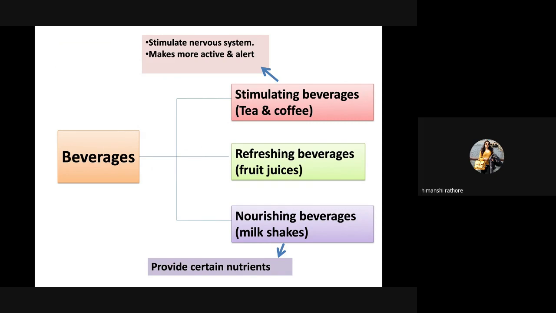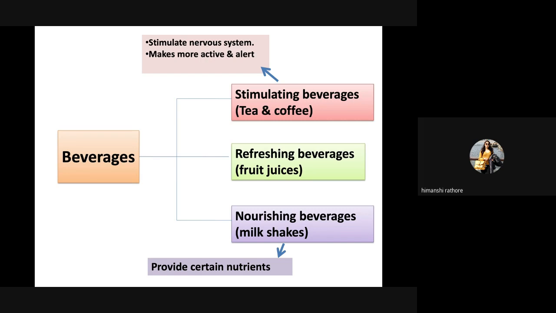Now, as I told you, beverages are categorized into three categories: stimulating beverages, that stimulate our nervous system and make you more active and alert. They are tea and coffee. When you have tea, your brain starts to work, because you become more alert. When you're feeling sleepy, when you're feeling tired, you just have a cup of tea and your brain will start working. So that is the reason they are categorized under stimulating beverages.